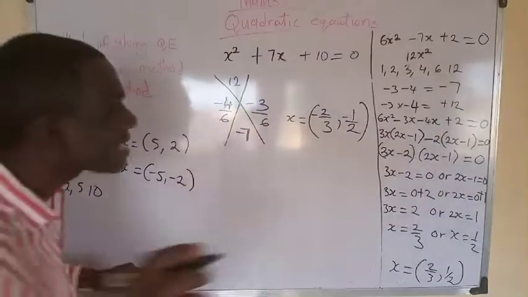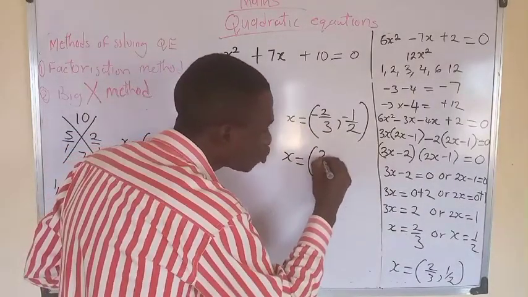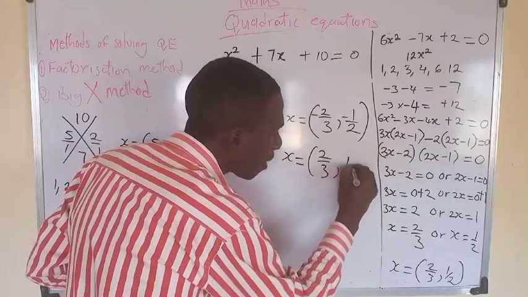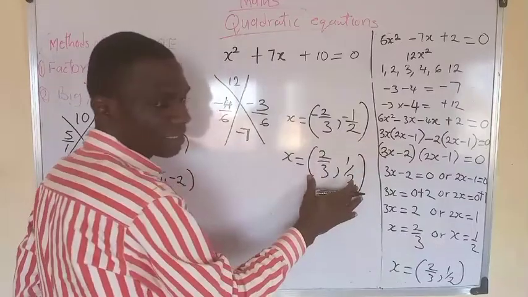So my final answer will now be the opposite, alright? So my x will now be equal to 2 over 3, comma 1 over 2. So I write the opposite of these answers, right?